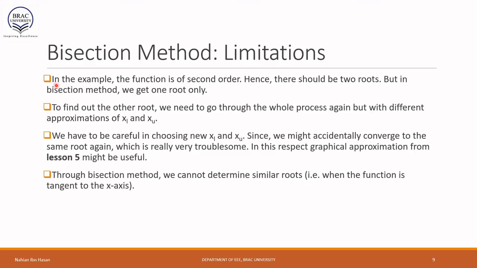Also, in the bisection method, we cannot determine similar roots, because we do not know if at that point the roots are similar roots or not. Although it is actually possible if we think about this. So that's the limitation, that we cannot determine the similar roots. That is one more limitation of the bisection method.